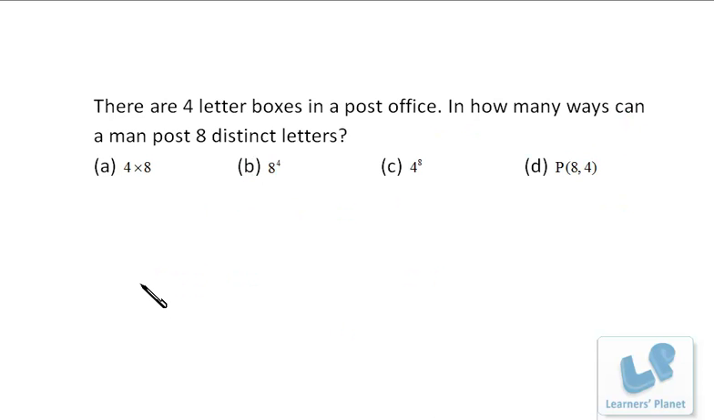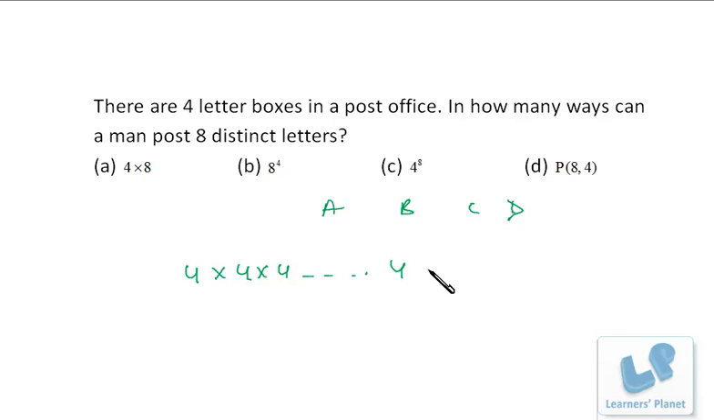Now, there are 4 letter boxes in a post office. In how many ways can a man post 8 distinct letters? Further, we have to apply common sense over here. No mathematical sense or deep knowledge of permutation combination is required over here. See, 4 letter boxes are there: A, B, C, and D. Now you pick up the first letter. So you can drop the letter in any of the boxes. So for the first letter, you have 4 choices. Similarly, for the second letter, you have 4 choices. For the third, till the 8th letter, you have 4 choices, right?